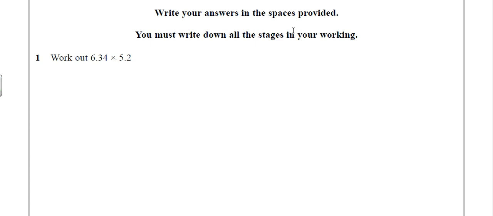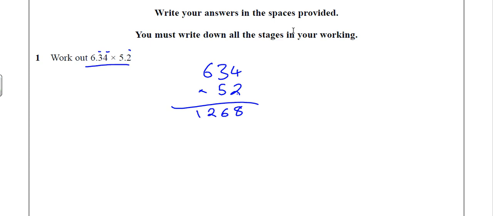So the first thing they gave us was a multiplication of decimals. So if we've got 6.34 times 5.32, the first thing we do when we multiply decimals is get rid of the decimal points and have 634 times 532. In the question we've got 1, 2, 3 decimal places, so the answer is going to have 3 decimal places. Then we do 2 lots of 4, which is 8, 2 lots of 3, which is 6, 2 lots of 6, which is 12, and that's the 2 done.